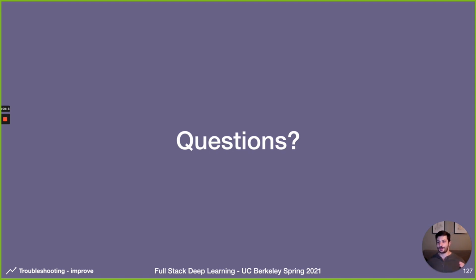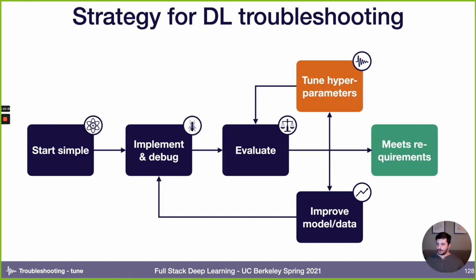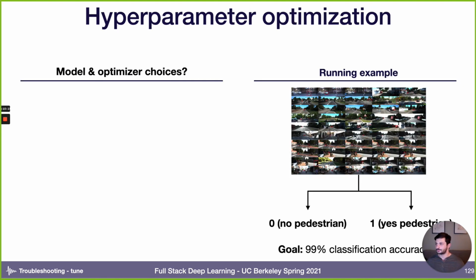Okay, so we've talked about techniques for improving model performance. All right, next thing we're going to talk about is the very fun topic of tuning hyperparameters. So let's talk about what hyperparameters we actually have available to us in this very, very simple toy example that we're using throughout this lecture. So our model architecture at this point is a ResNet.